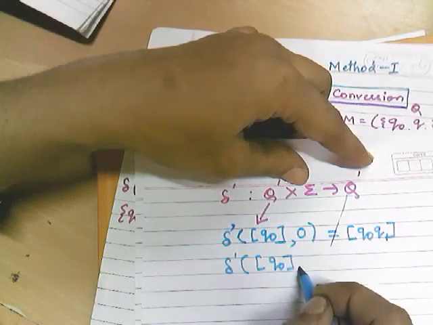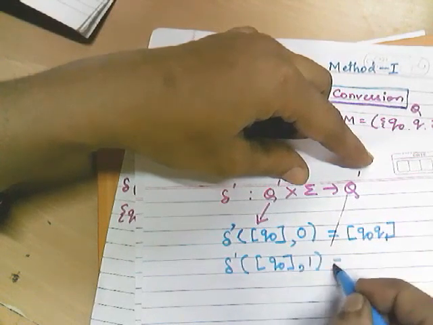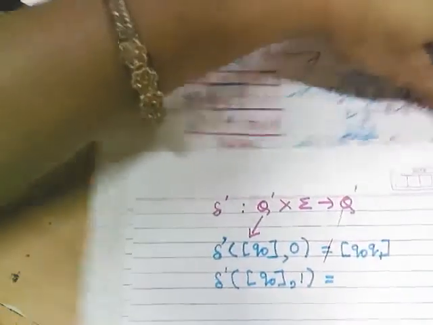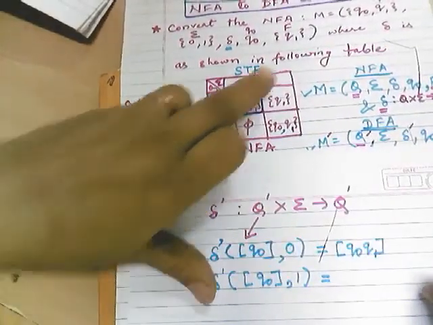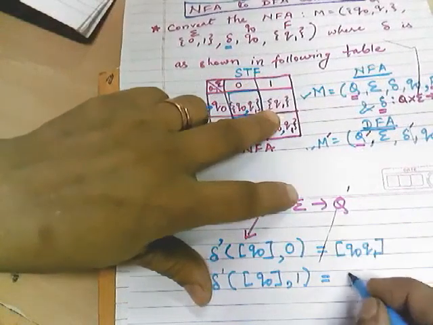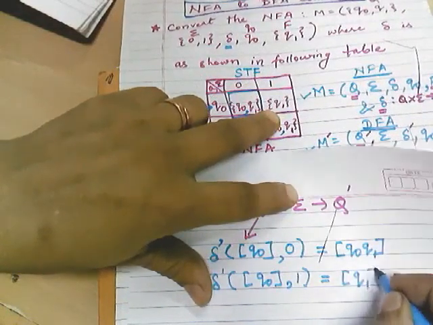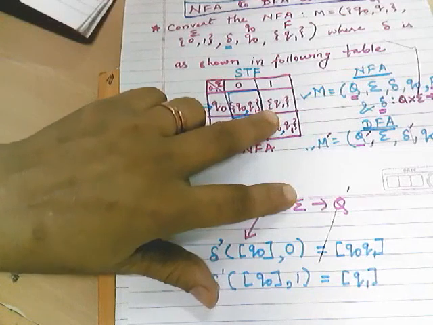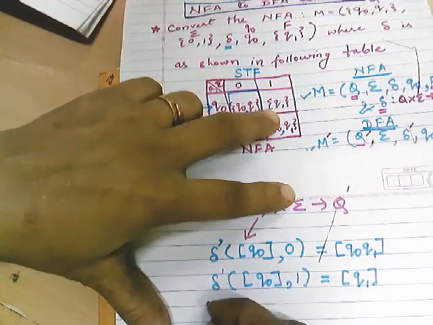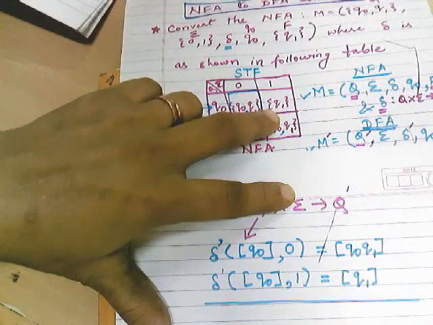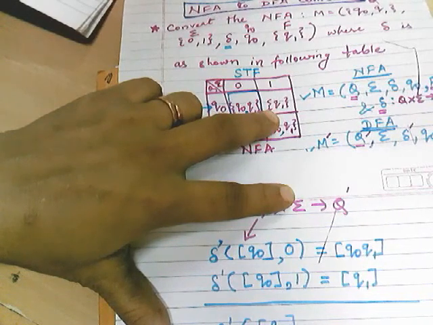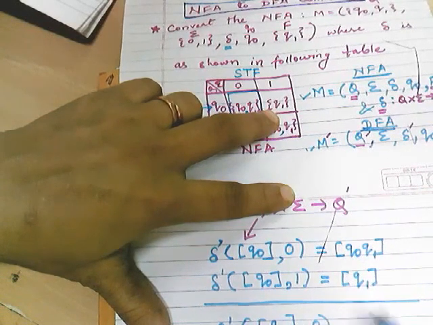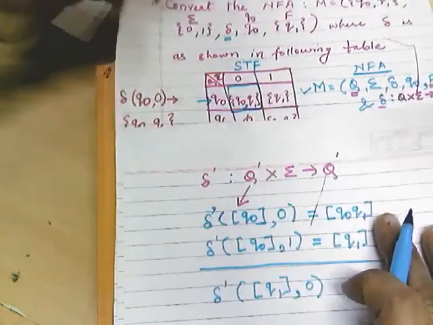Next is delta' of Q0 on 1. What information do we have? Q0 on 1 moves to Q1. So here I will be moving to the Q1 state, right? So this one turn of Q0 is over. Now delta' of Q1 comma 0, which is going to give me what value?